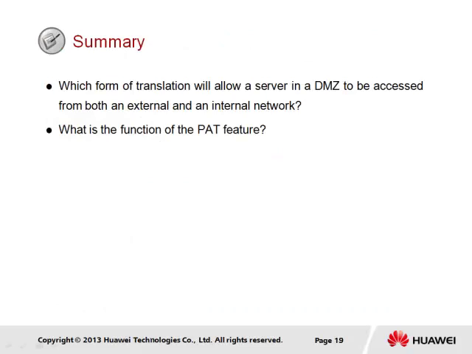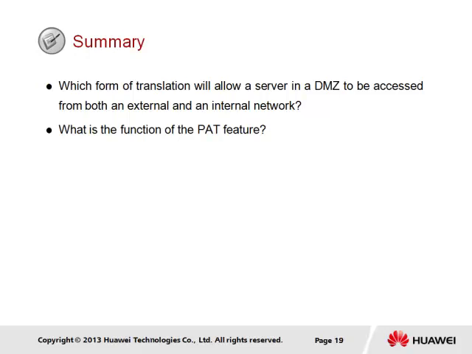So we come to the summary for this section on network address translation, and we have just a couple of questions here. The first is, which form of translation will allow a server in a DMZ to be accessed from both an external and an internal network? Well, we are able to use the NAT internal server configuration to support network address translation for servers located within the DMZ, so as to prevent traffic flow originating externally from entering the private and what we can understand to be the trusted area of the enterprise network.